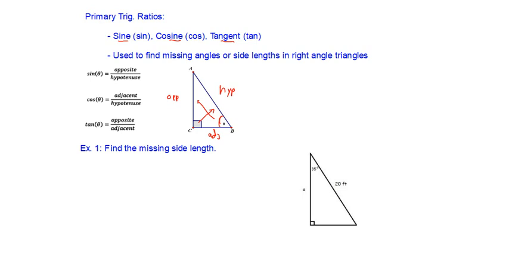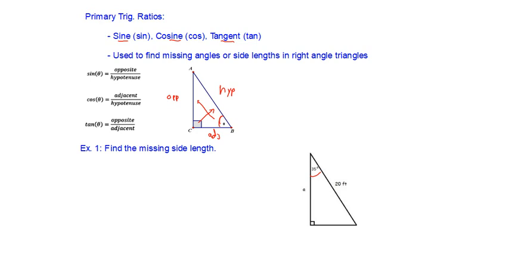So we're going to use this information and we will find the missing length in a triangle. Here we have a triangle in example 1. We are given an angle here of 35 degrees. We know the side length is 20 and we're trying to find the other side length.